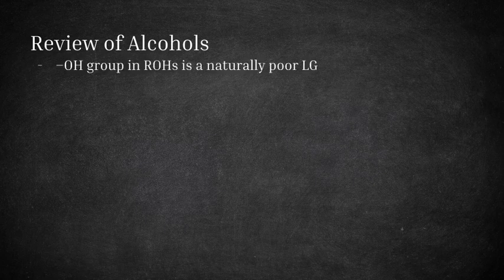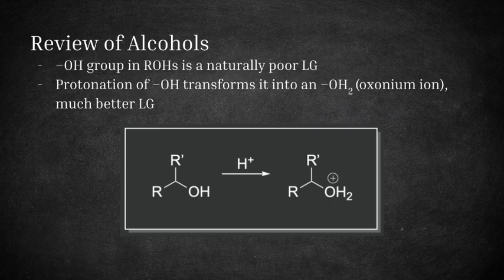As we've seen many times before, the hydroxyl group in alcohols is naturally a poor leaving group. To address this, protonating the alcohol transforms it into an oxonium ion, converting the hydroxyl group into its conjugate acid and significantly enhancing its leaving group ability. This modification enables the alcohol to participate in SN1 and E1 reactions, and less commonly in SN2 and E2 reactions.